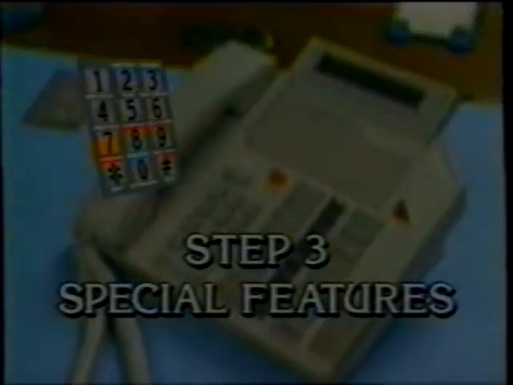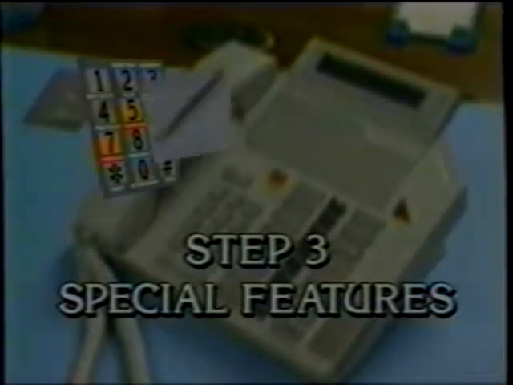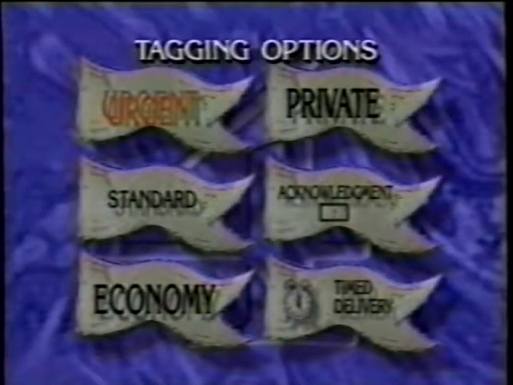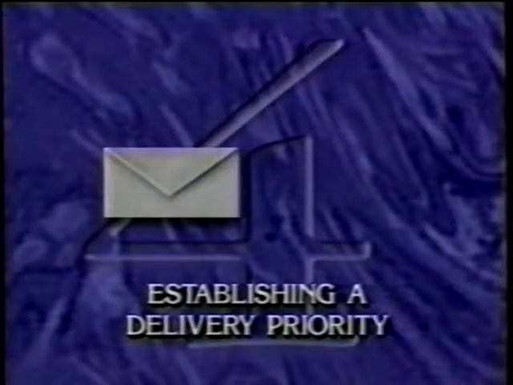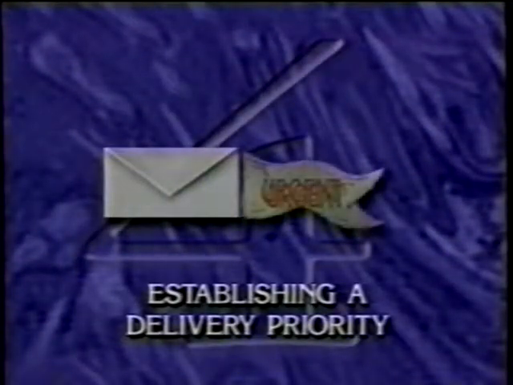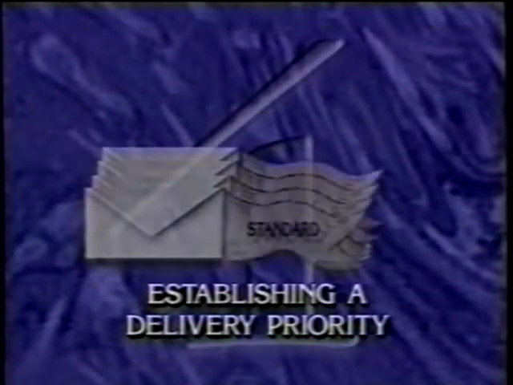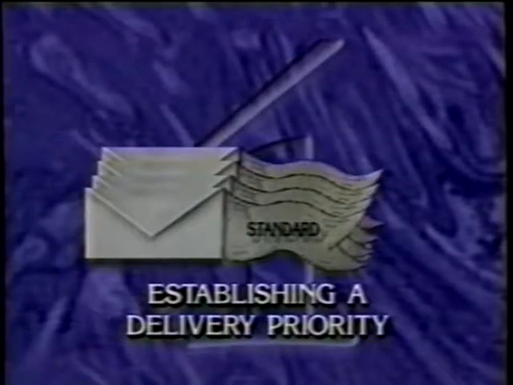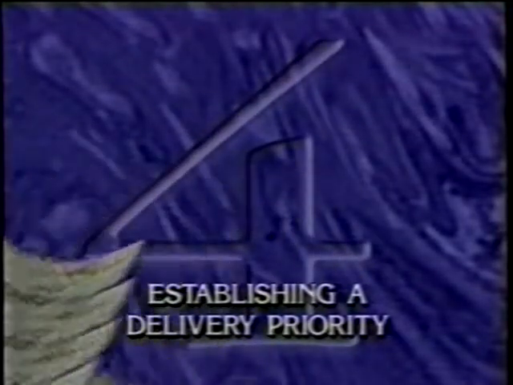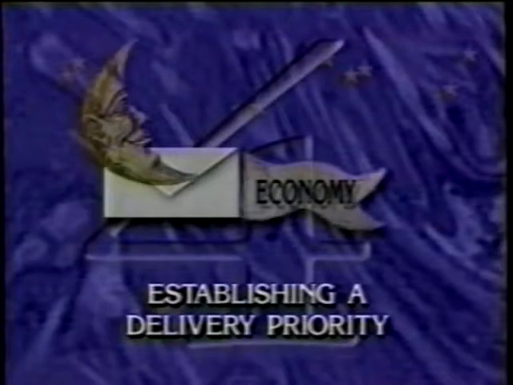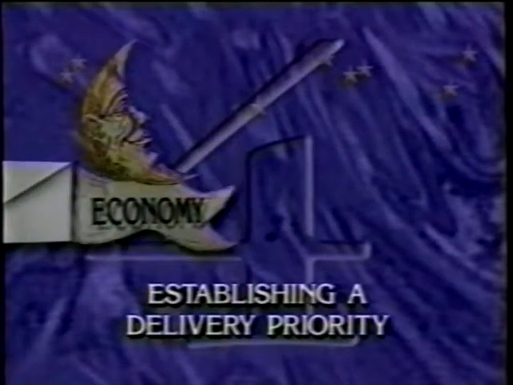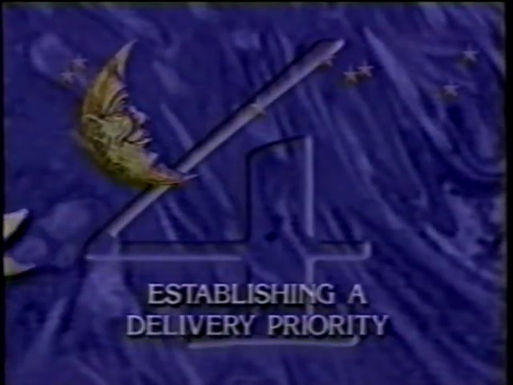Special features enable you to maximize the system's capabilities when you compose messages to others. For instance, before sending a message, you can tag it to indicate how you want the system to handle the message. An urgent tag alerts the recipient that the sender requests immediate attention for this particular message. In a network environment, standard means the message will be sent as part of a batch with other messages. And economy means the message will be sent overnight, or whenever phone rates are lower.